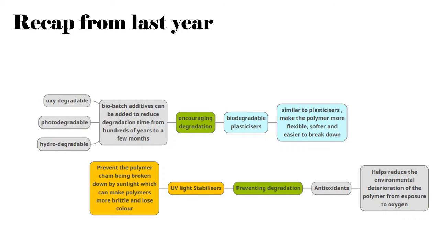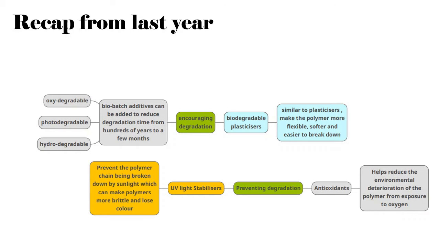Next, you have ones that can either encourage degradation or prevent degradation. So you've got bio-batch additives, and those will allow plastics to break down in a matter of months as opposed to a matter of hundreds of years. So you've got oxidation, oxygen, photodegradation from UV light, and hydrodegradation from water. And then you've got biodegradable plasticizers, and they make it more flexible, softer, and easier to break down.